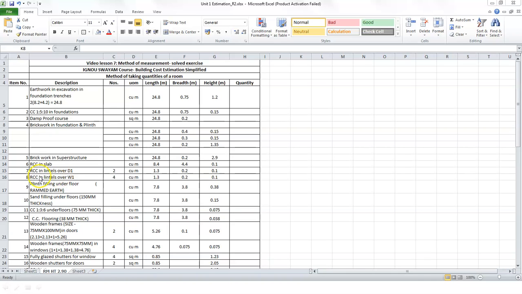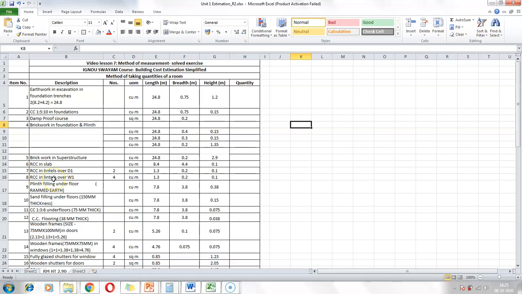Now we look at the next item, that is RCC in lintels over W1. For the window, we will just take the dimension over window 1 because it's a typical window and it gets repeated 4 times. So we take the number as 4. And now let's look at the dimensions of the lintel beam over W1. So we will go back to the drawing.